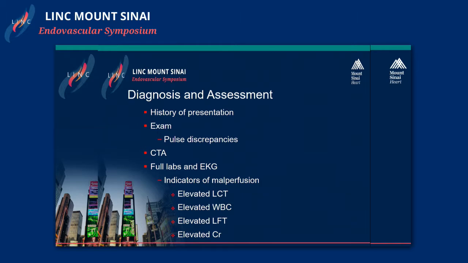So the first thing you have to think about, if you have diagnosed an acute type B dissection, is whether there's a malperfusion syndrome. Useful things on exam are a pulse discrepancy or cold extremity, which might indicate limb malperfusion. You have to look at the CT angiogram, of course, and the EKG and labs to see if there are any indicators of malperfusion.